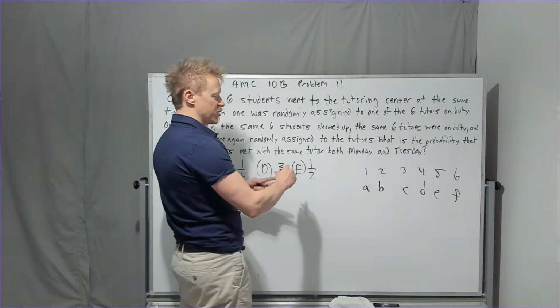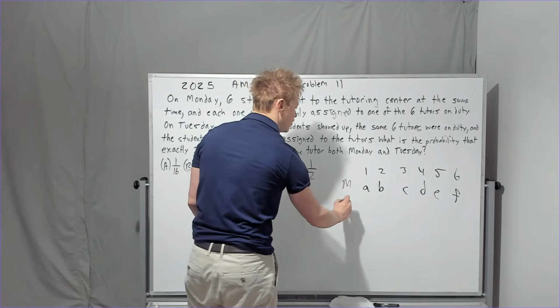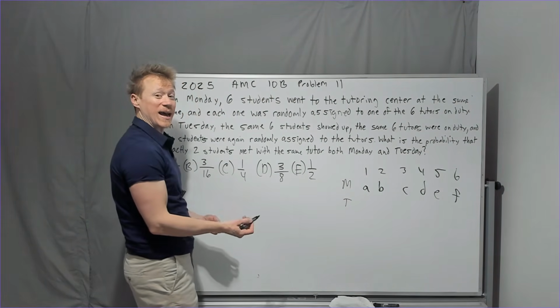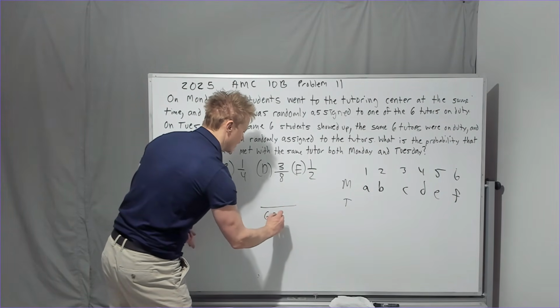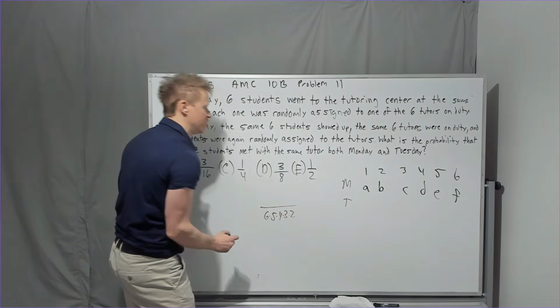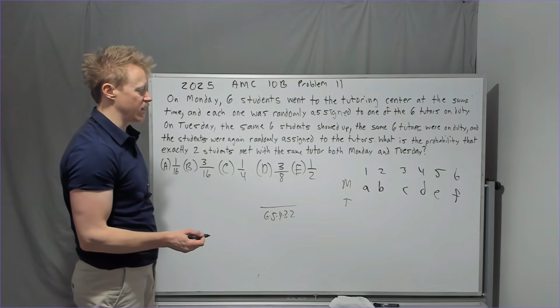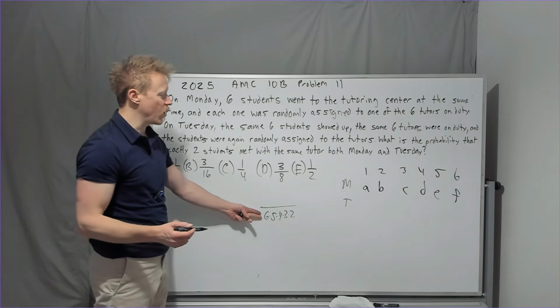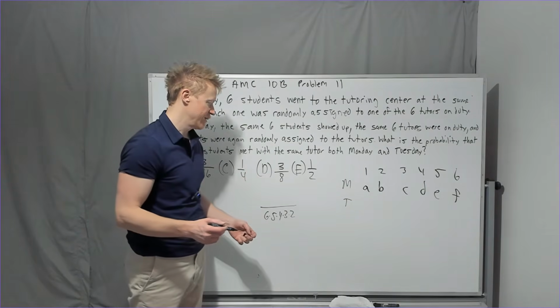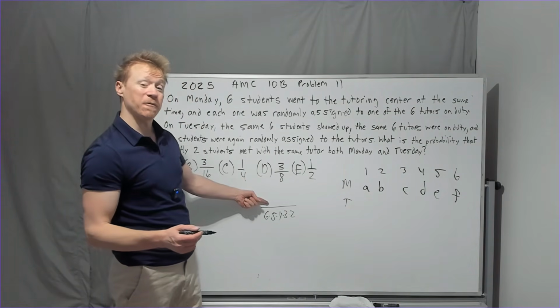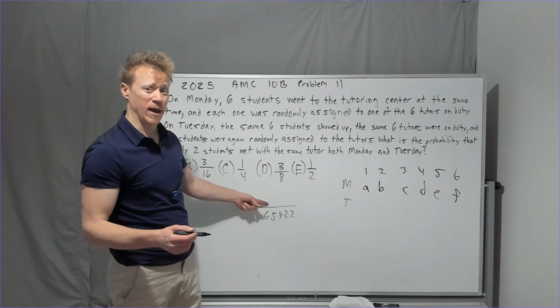So when the students sit down on Tuesday's order, they're going to have 6 factorial arrangements. And I'm going to write that as 6, 5, 4, 3, 2. We don't need to write times 1. The first thing is this is the way that the students can arrange themselves with the tutors on Tuesday. But we now want to count favorable outcomes in a separate way.